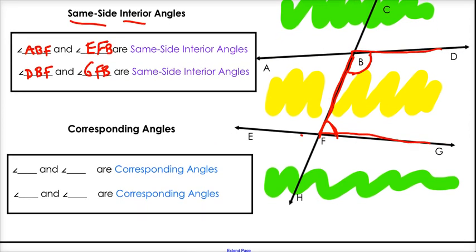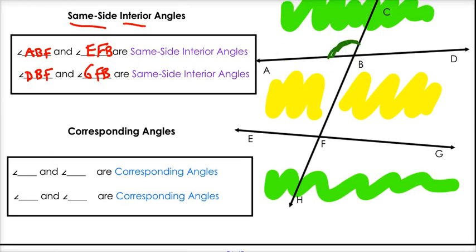Now for the second part, we have to do corresponding angles. And I know there's 4 different kinds. We're just going to do 2. Let's do our corresponding angles. Remember, corresponding angles are in the same position. So to start off, let's try this angle right here. So it's on the top left-hand corner. I'm looking for the other angle that is in the top left-hand corner. That would be right here.